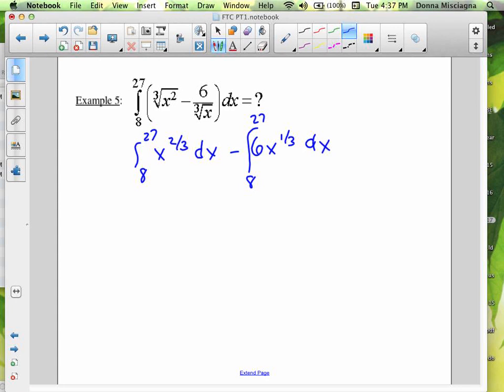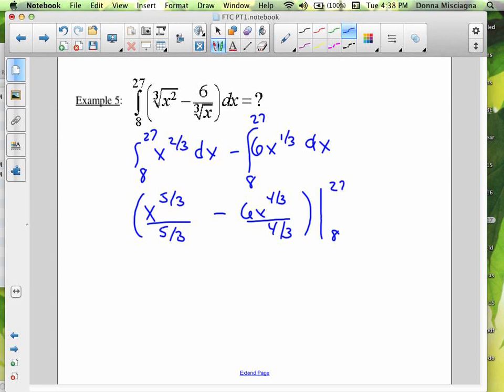All right, so we increase the exponent by 1. 2/3 plus 3/3 is going to give us 5/3. So I have x to the 5/3 that we're going to divide by the same thing. And again, I'm going to just put the limits on the whole thing. And then minus, increase 1/3 plus 3/3 gives us 4/3. So 6x to the 4/3 divided by 4/3. And all of that is being evaluated from 8 to 27.